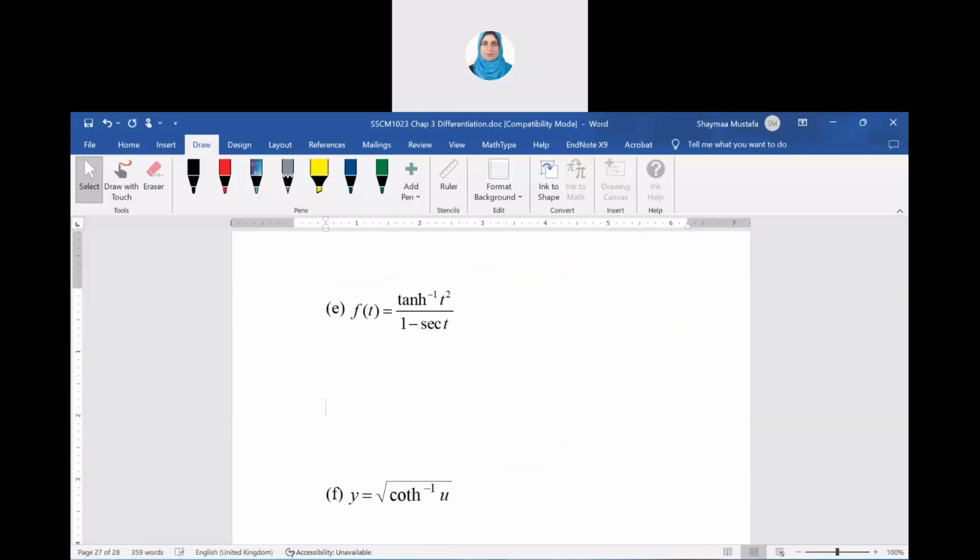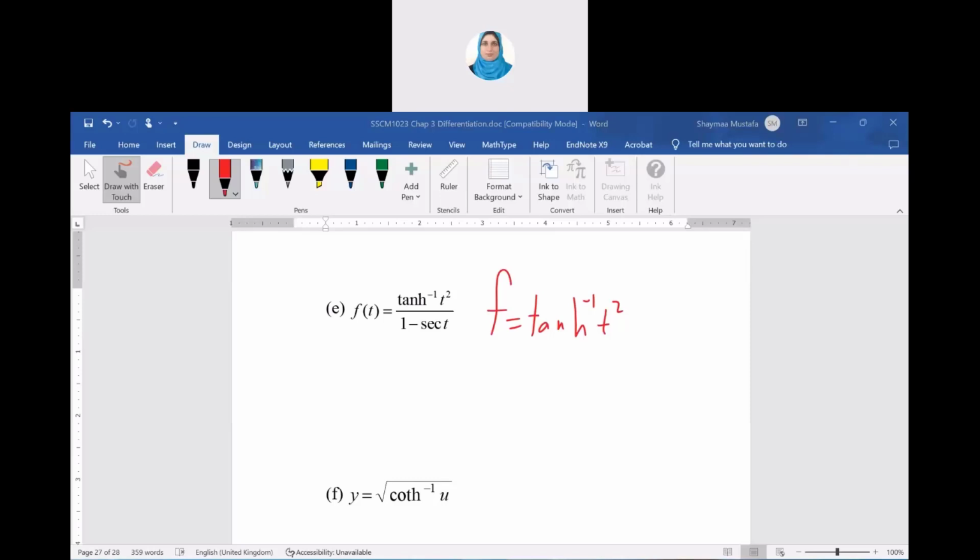Okay, what about f of t equals tan inverse t squared over 1 minus sec t? Here we have a division of two functions, so you have to apply the division rule. The first function is tan inverse t squared.